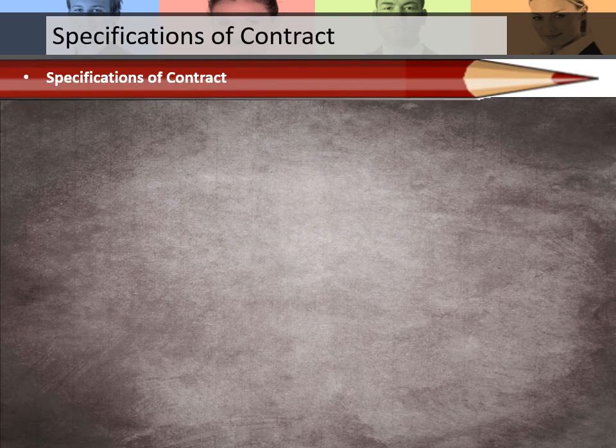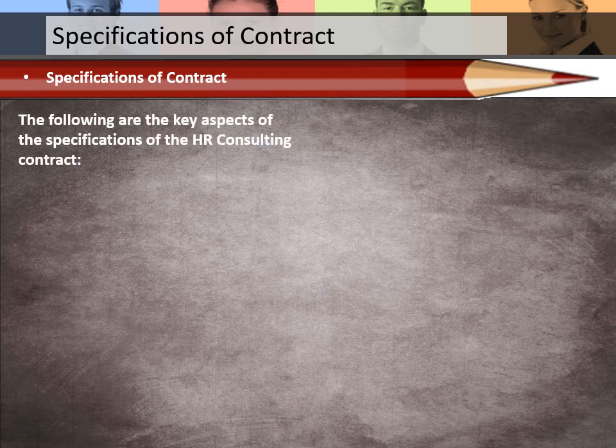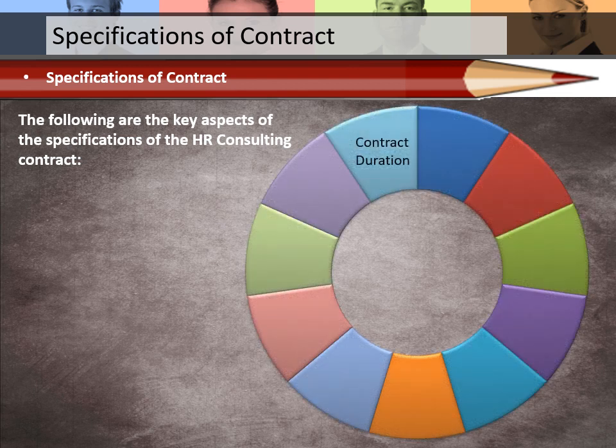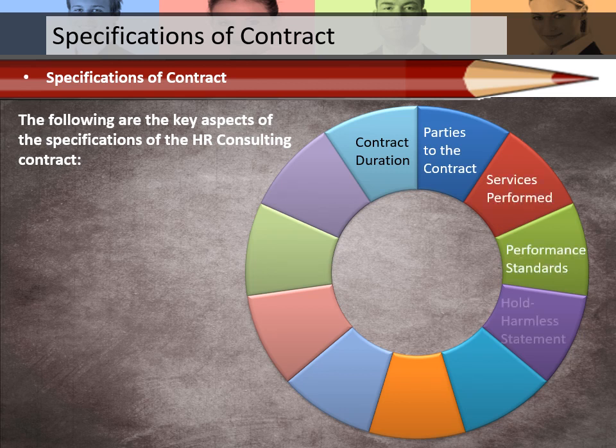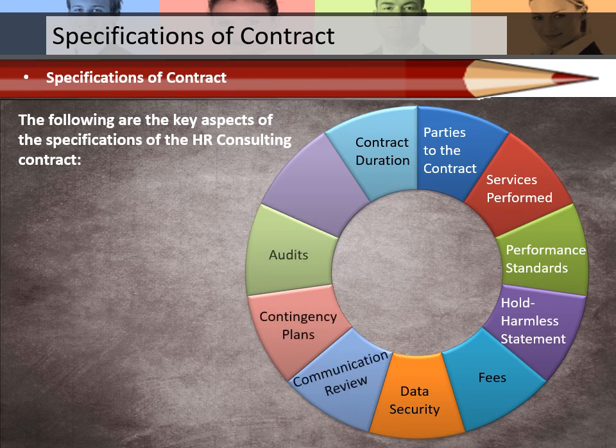Specifications of the contract. The following are the key aspects of the specifications of the HR consulting contract: contract duration, parties to the contract, services performed, performance standards, hold harmless statement, fees, data security, communication review, contingency plans, audits, final contract review. Let us look at each in detail.